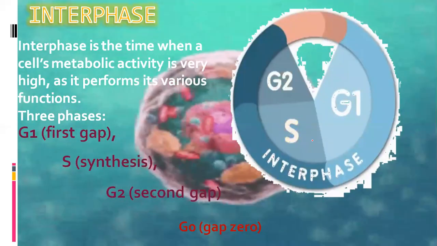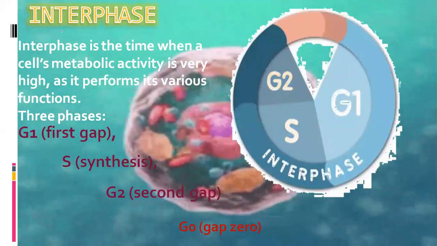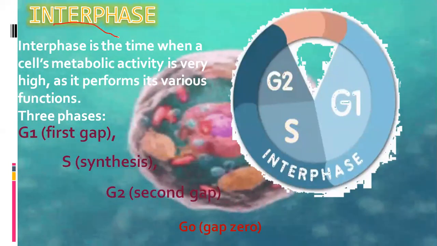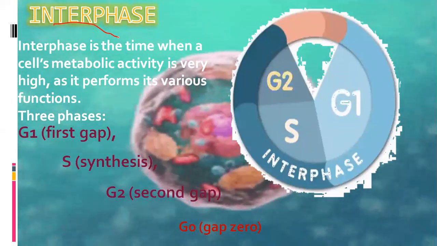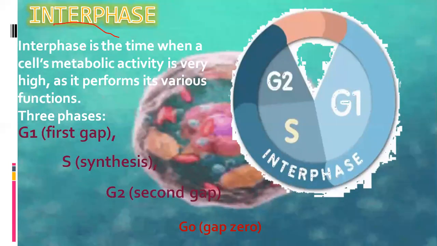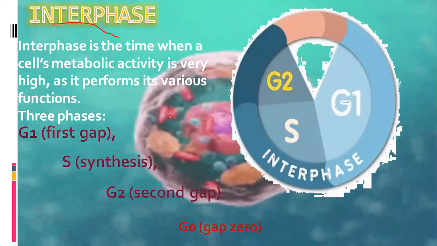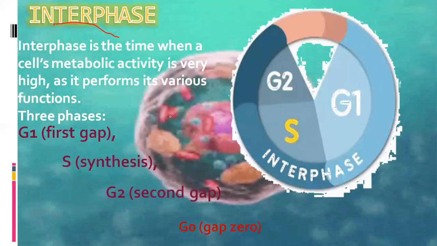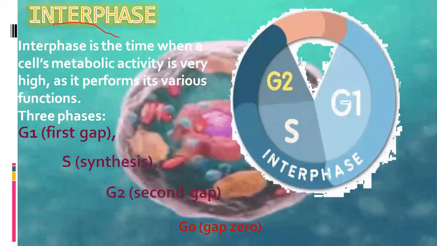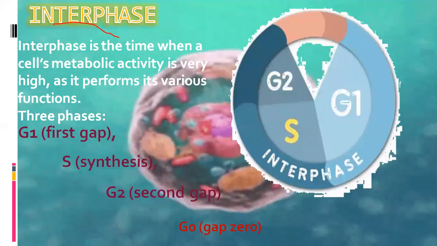But right now we are going to talk about the main phase of the cell cycle, that is interphase. Interphase is the time when a cell's metabolic activity is very high, and in that the cell performs various functions at a time.